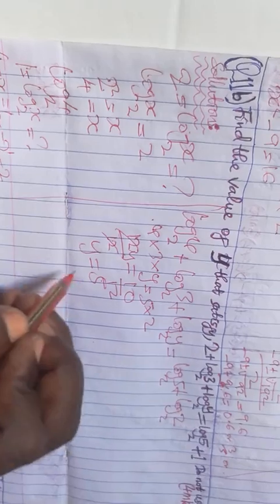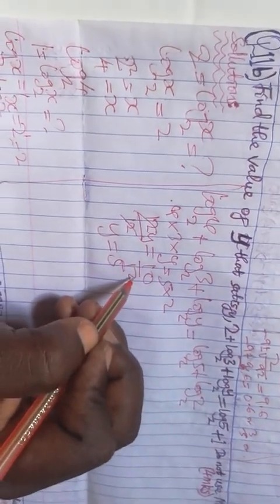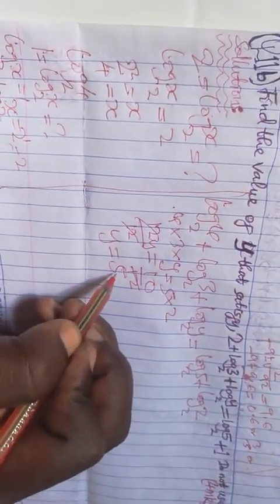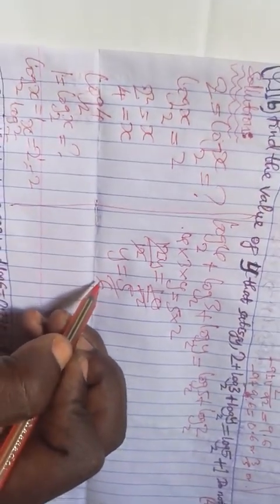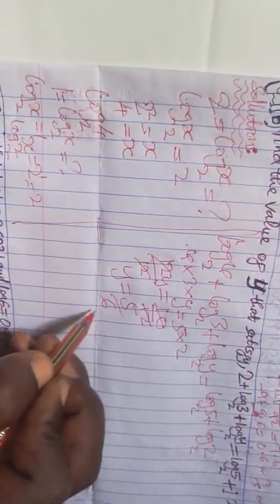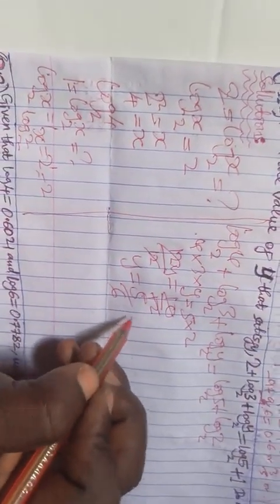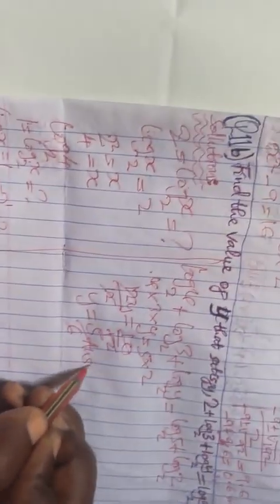So y is the same as 10 over 12. Sorry, dividing by 2, 6 and 5. Therefore, y is the same as 5 over 6. And this is the answer for the question.